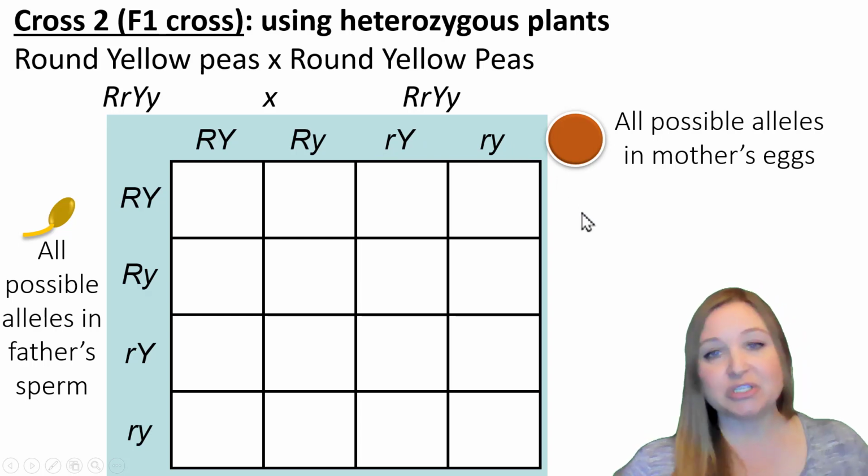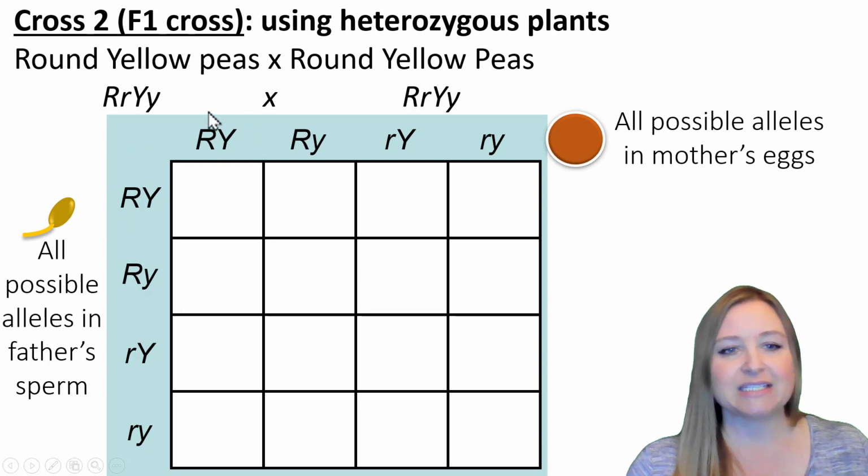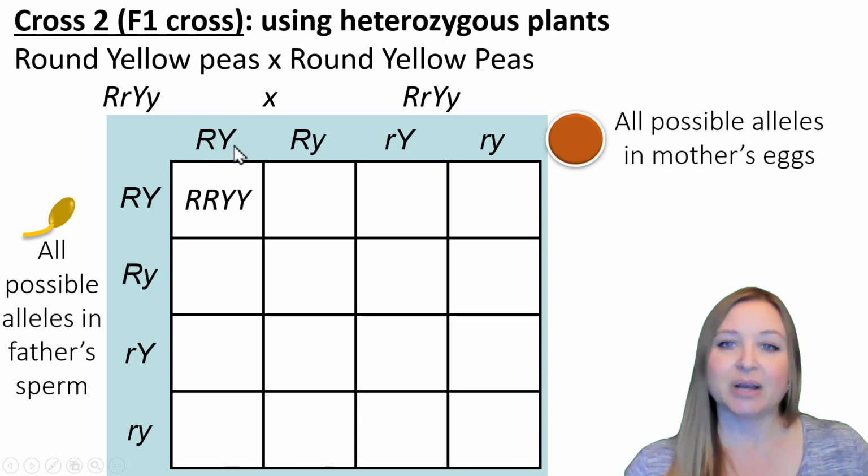Okay, so now we do the process of fertilization, where we say if this sperm fertilizes this egg, well, we're going to have big R, big R, big Y, big Y, okay?